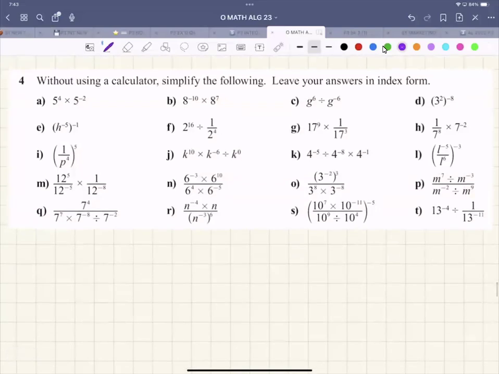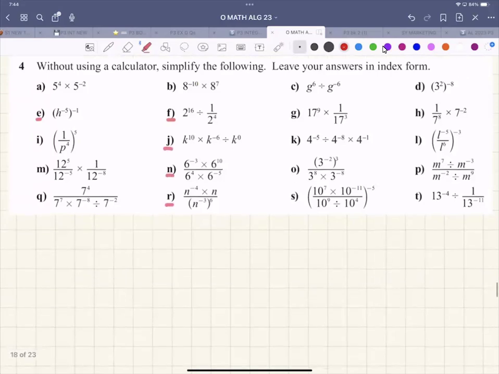Now, there are some other questions of the same format. Let me first mark them. So let me try out part E. Let me try out part F. Something like J. Something like N. Something like R. So let me try these out.